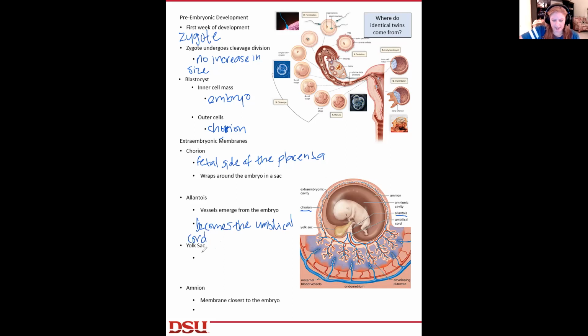Then we have the yolk sac. In the yolk sac, this is actually where the blood, red blood cells are going to develop until the bone marrow is developed and functioning.